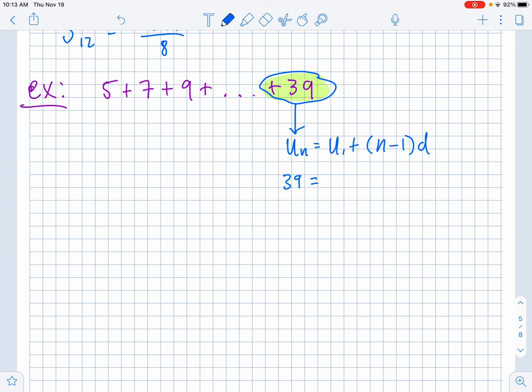We know 39 is some term. We know the first term is 5. We don't know the n value, and they're going up by 2. That's the common difference. Cool. Subtract 5 from both sides, we get 34 equals n minus 1 times 2. Some people might distribute that 2, but I'm going to divide both sides by 2 and just get 17 equals n minus 1, add 1. That means that that is the 18th term.